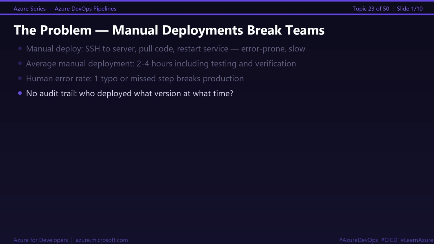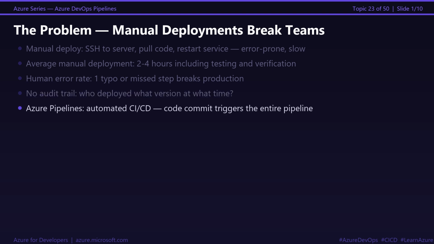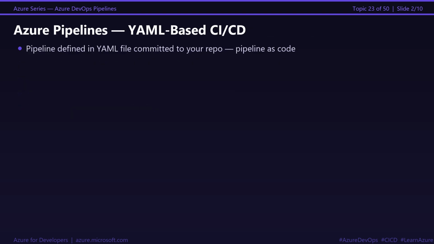Code is committed. The pipeline triggers automatically. Tests run. Build is created. Deployment happens. Same process every time. No human error. Full audit trail. By the end of this video, you will know how to set this up. And never do a manual deployment again.